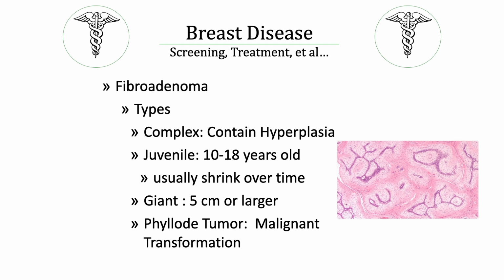If you have a large mass, regardless of what it is, you need to get it out, because the center is eventually going to turn into something nasty, and that's what a phyllodes tumor is essentially, although it technically is a fibroadenoma. Otherwise, when in doubt, just cut them out.